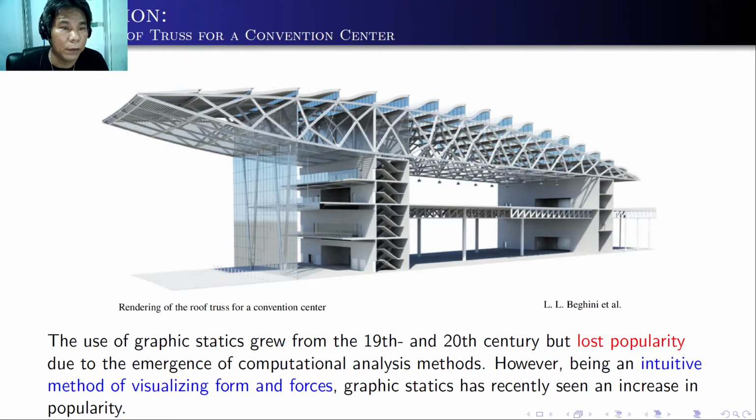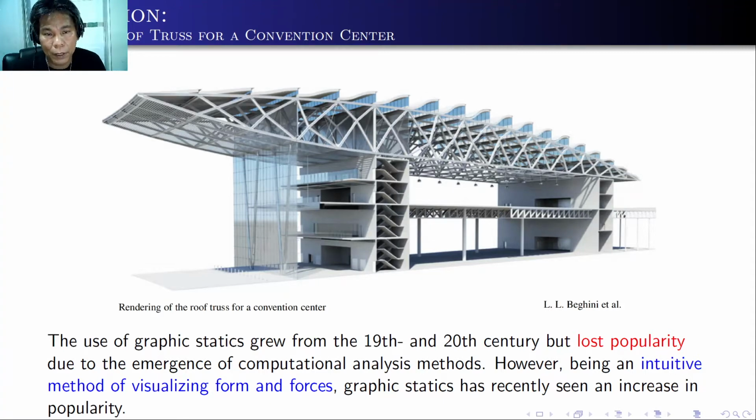This is a beautiful rope truss for a convention center. If you only do it by hand, it seems like this is impossible, so you need a computer to do this. But think of it, this is the product of graphic statics. The use of graphic statics grew from the 19th to 20th century, but take note, it lost popularity due to the emergence of computational analysis methods. However, being an intuitive method of visualizing form and forces, graphic statics has recently seen an increase in popularity.